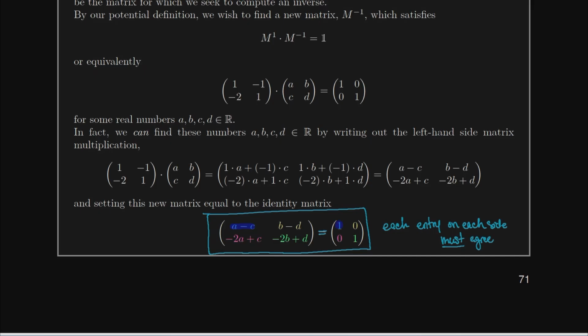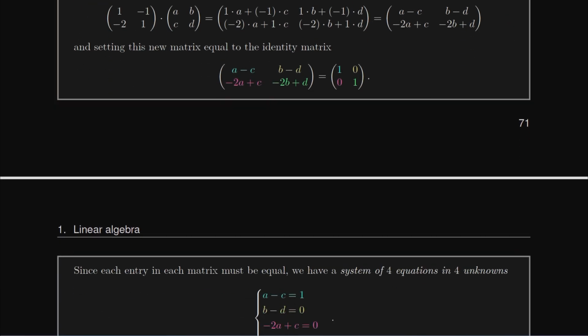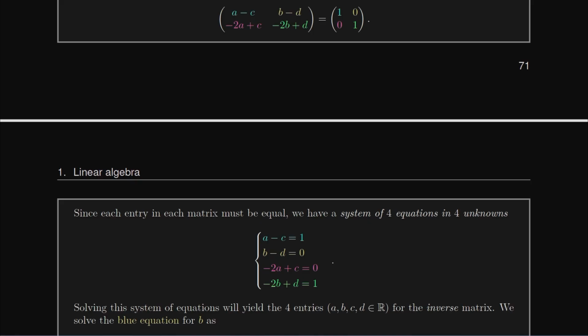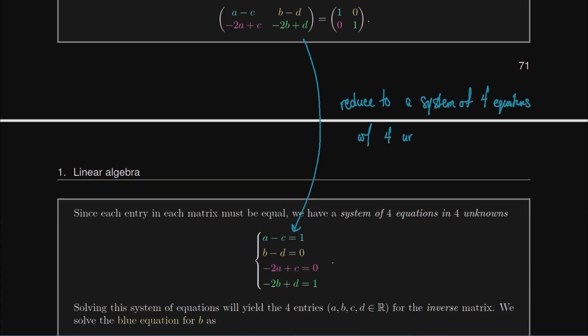So A minus C has to be equal to 1. B minus D has to be equal to 0. -2A plus C has to be equal to 0. -2B plus D has to be equal to 1. The moment I have that equality, that each entry has to be true, we can just reduce to a system of 4 equations with 4 unknowns. Of course, the unknowns being A, B, C, and D, and then we're going to solve, in this case, for A, B, C, and D.